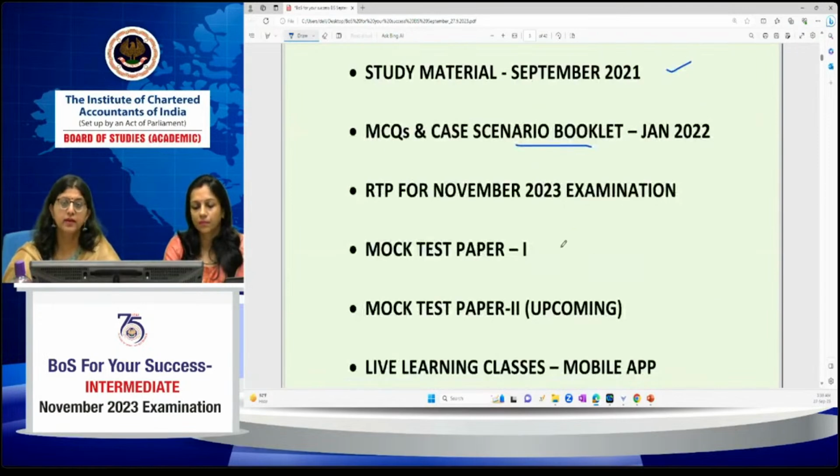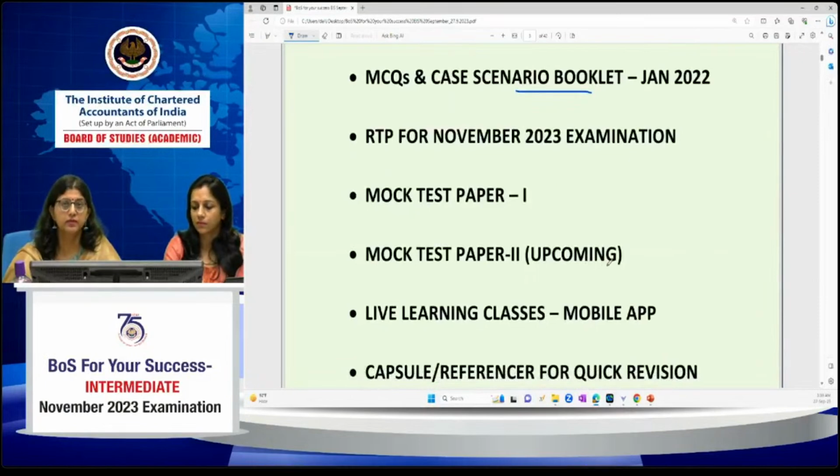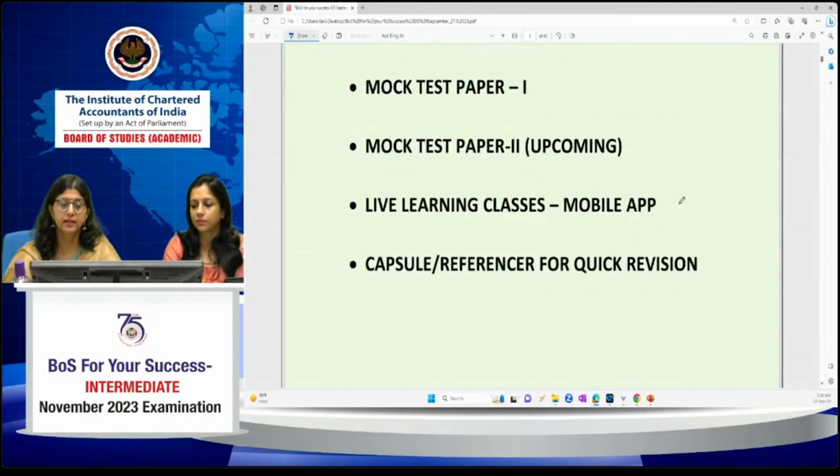Then mock test paper 1, which is already over. And then mock test paper 2, which is upcoming and is going to start from 3rd of October. So all those who have prepared well, rather all those who are still preparing, can also appear for these mock test papers, because these are very crucial for you to get well prepared for the examination. And then our live learning classes, you can always access those lectures through your mobile app. And then we have the capsule and referencer for quick revision also.